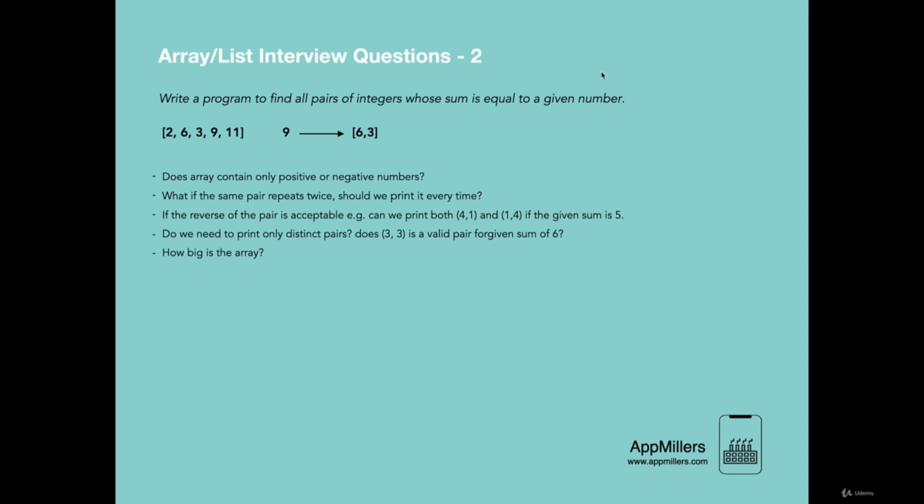For example, you might ask the following questions based on the problem given over here. These are valid questions for this problem. You might ask: does the array contain only positive or negative numbers? What if the same pair repeats twice? Should we print it every time? Is the reverse of the pair acceptable? For example, can we print both 4, 1 and 1, 4 if the given sum is 5? The next question might be: do we need to print only distinct pairs? Is 3, 3 a valid pair for a given sum of 6? And finally, you might ask, how big is the array?